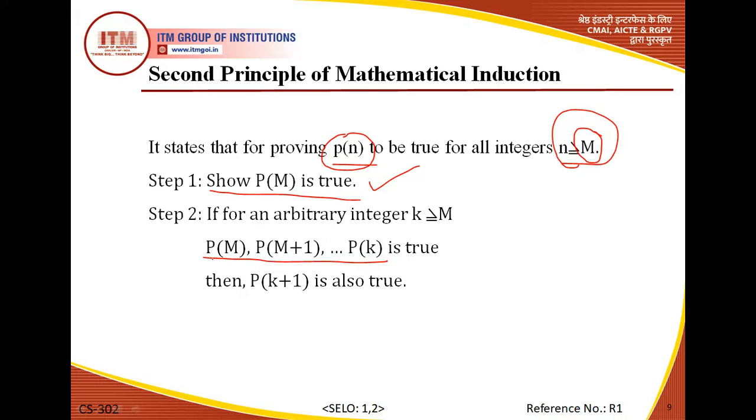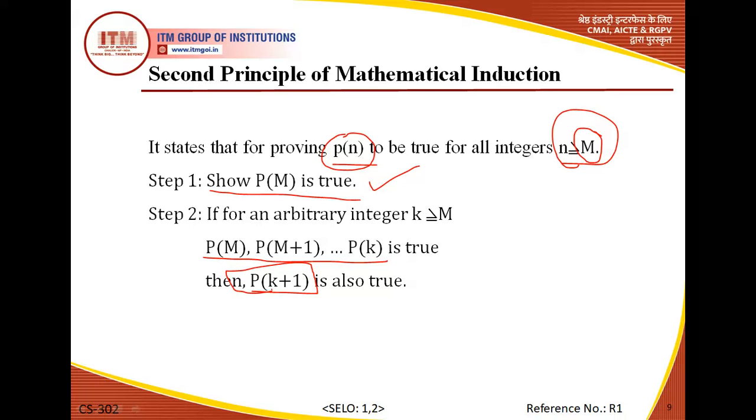So from Pm, the result is true up till some particular value k. So the result Pk is also true. Now, after that, what you have to show is, so this can be considered as the third step, which says Pk plus 1 is also true. So if Pm, Pm plus 1, Pm plus 2 up till Pk are true, then Pk plus 1 is also true.